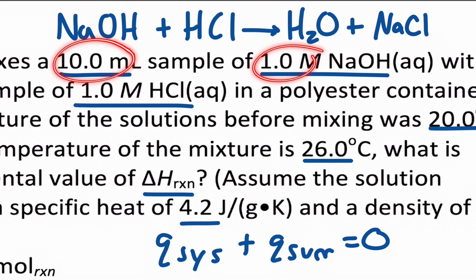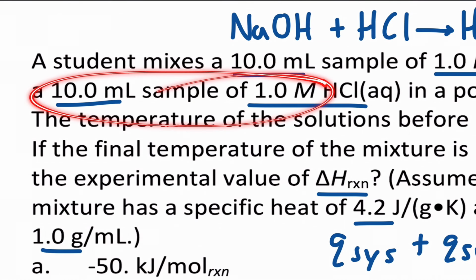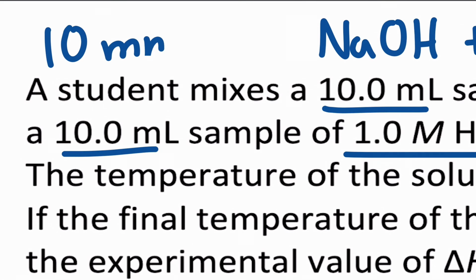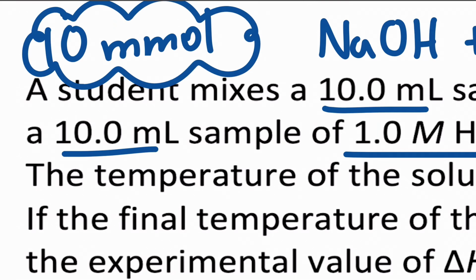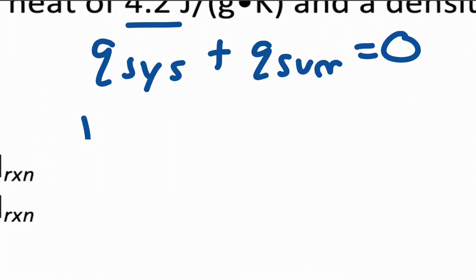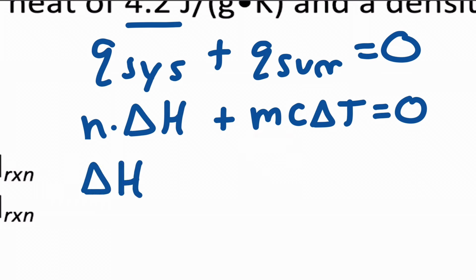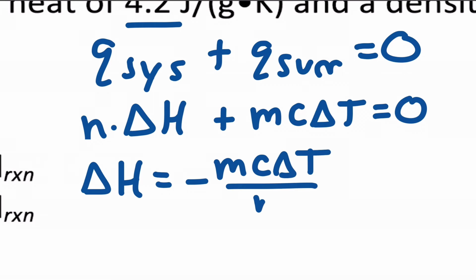You have 10 times 1 molar. You have 10 millimoles of NaOH, and you also have 10 millimoles of HCl. So that actually means I have 10 millimoles of reaction. That's what that tells me right there. And I'm going to need that because my Q values, the system's the reaction, which is n delta H. My surroundings is the temperature changing of the water, which is really the solution itself, which has a mass. So delta H is a negative m c delta T divided by n.